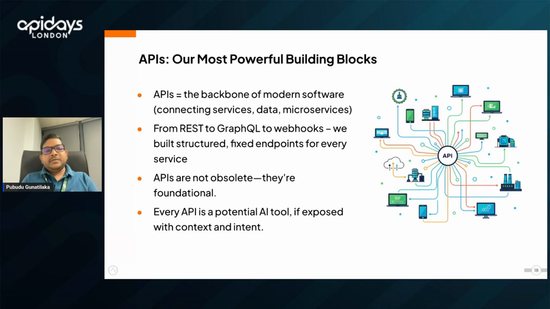Right. If you look at it, APIs are the most powerful building blocks, and they have been considered the backbone of modern software. From REST to GraphQL to webhooks, we have built structured and fixed endpoints. APIs are not going to become obsolete; they are foundational. So every API is a potential AI tool, exposed with the right context and intent.